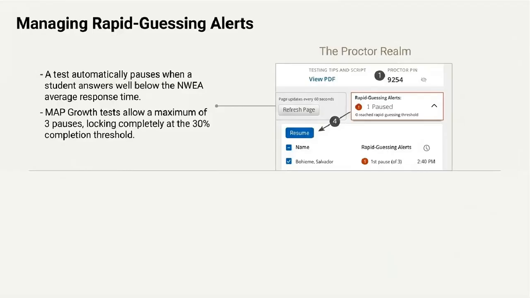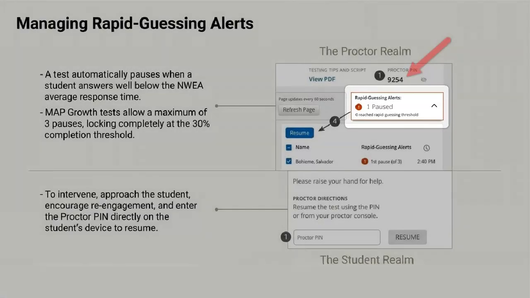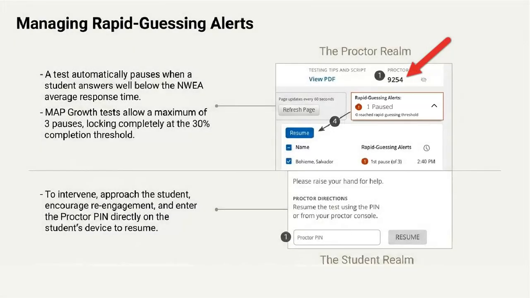If students are answering questions too rapidly to really be reading them well, MAP will stop them at a certain threshold of rapid answers. A sloth will show up on their screen telling them to slow down. You will see an alert on your dashboard. You will need the Proctor PIN that you hid from students earlier to restart their test. Go to their seat, remind them to take their time and do a good job. Enter the Proctor code, but don't let them see what it is. Then click Resume on their screen.